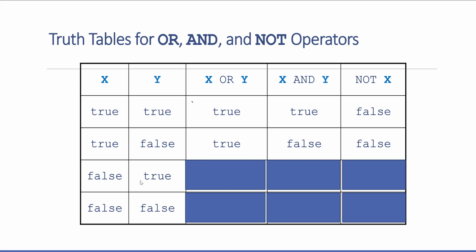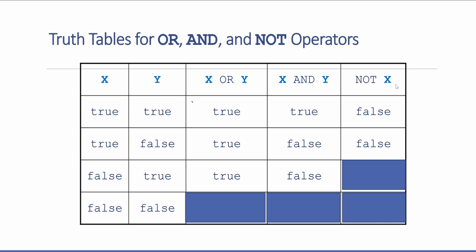X or Y. Now X is false and Y is true. So is X true or Y true? Yes, Y is true, so this is true. Is X and Y both true? No, so that's false. They are not both true. Okay, not X. If X is false, the opposite of X has to be true. Is X false? Yes, it is. So the answer is true.